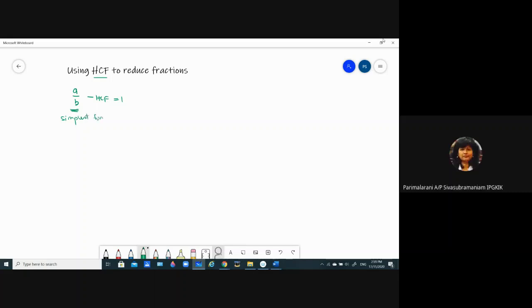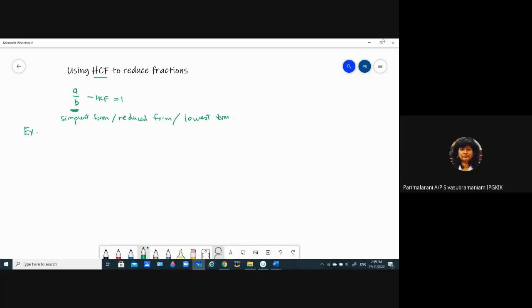Okay, it's in the simplest form, or you say reduced form, or you can even say lowest term. All these mean the same thing. So if the highest common factor for A and B is 1, then it is already in the reduced form. So every time we answer questions that have fractions, we must make sure that our answer is in the lowest term or in the reduced form. Now we're going to see how we can use HCF to reduce fractions.